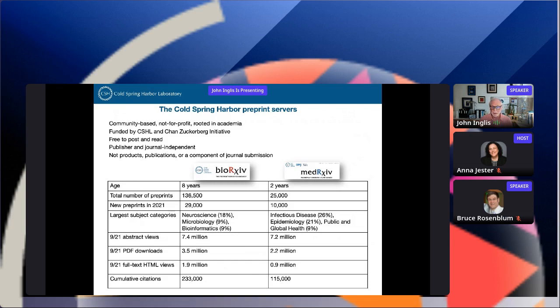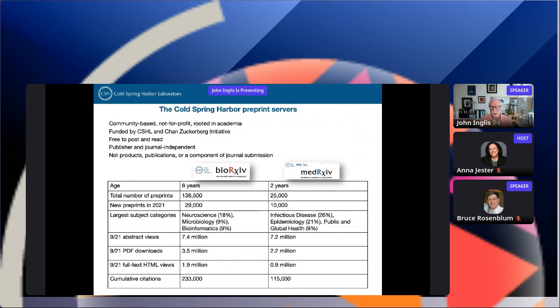They are funded by the laboratory, and also we are lucky to have grant support from the Chan Zuckerberg Initiative. The content is free to post and to read. These servers operate with a lot of integration with journals and publishers, but they operate independently of those entities. And we do not see these as products or publications. They're really services, and they are not a service that you need to take advantage of in order to submit a paper to a journal.